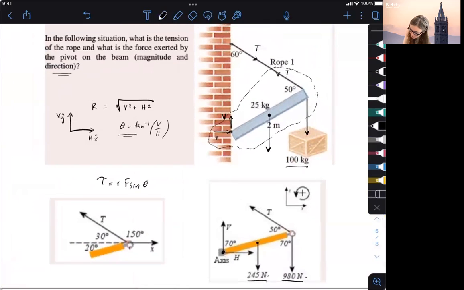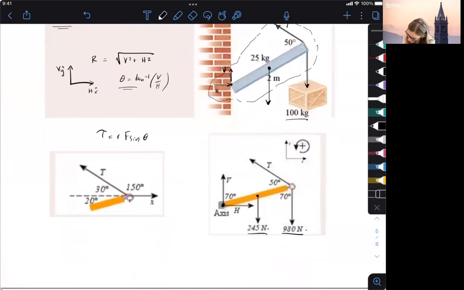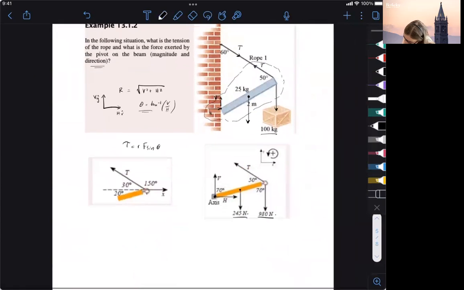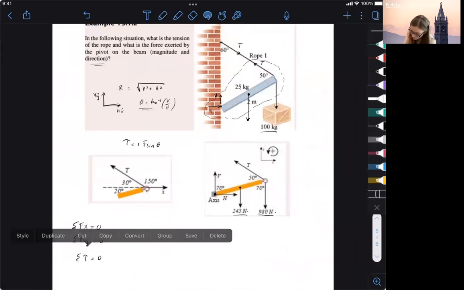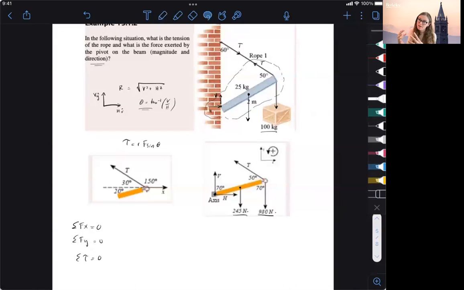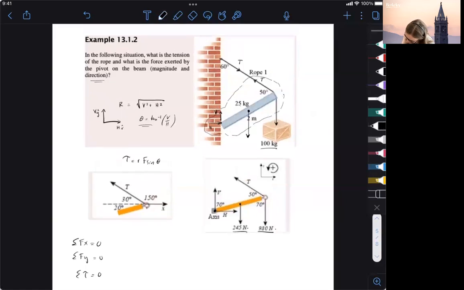All right. Now, because we have a statics problem, we know that the sum of forces in the x is equal to 0, the sum of forces in the y is equal to 0, and the sum of torques is equal to 0. And we know that because the system's in balance. There may be forces on the system, but because there's no motion, everything's balanced. So we're going to use that balanced property to solve for our unknowns. Okay, let's talk about how we're going to do that.